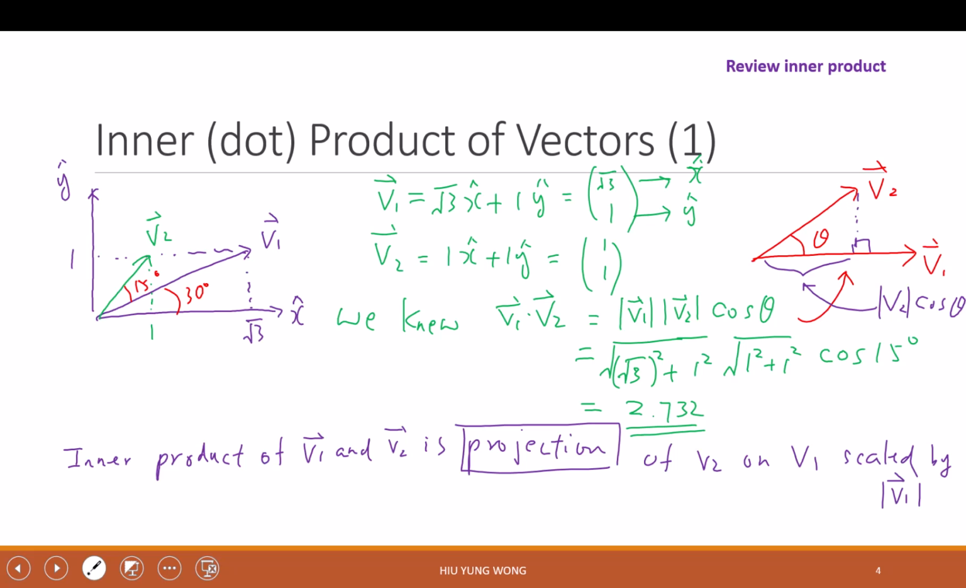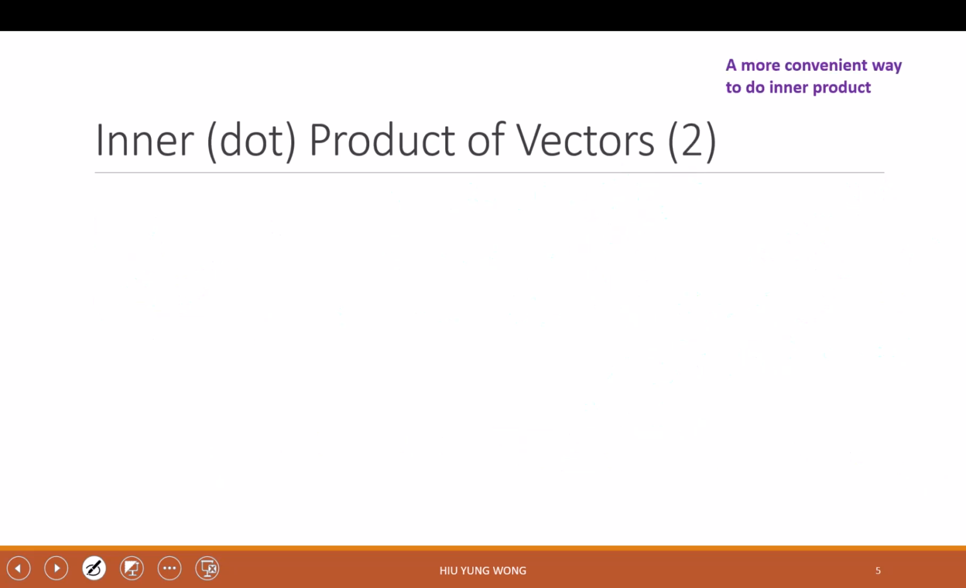Basically, it's just the modulus of V1 times the modulus of V2 times cosine theta, right? We just review this, okay? Now, then we have this column form, right? There's another method to calculate. Let me call it method 2. We don't need trigonometry. So let me remind you, we say V1 equals square root 3, 1, V2 equals 1, 1, okay?